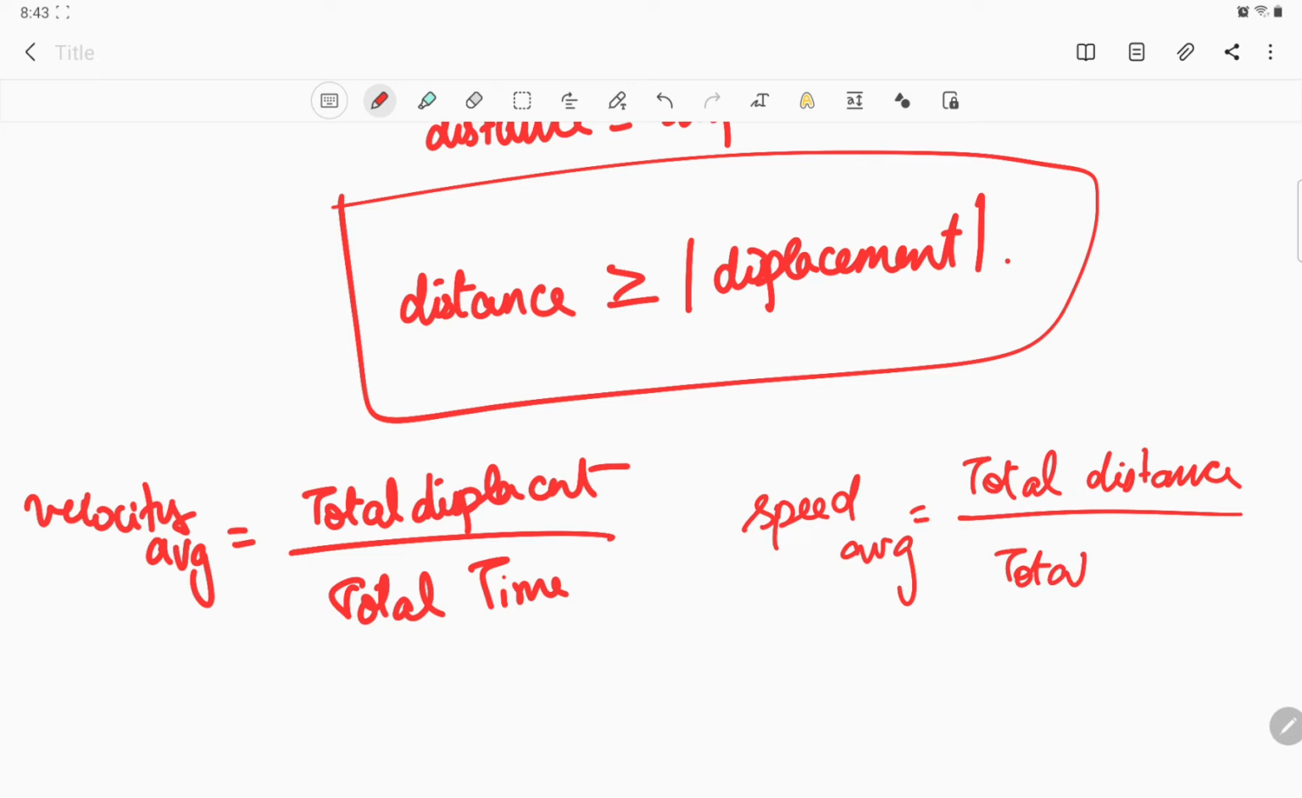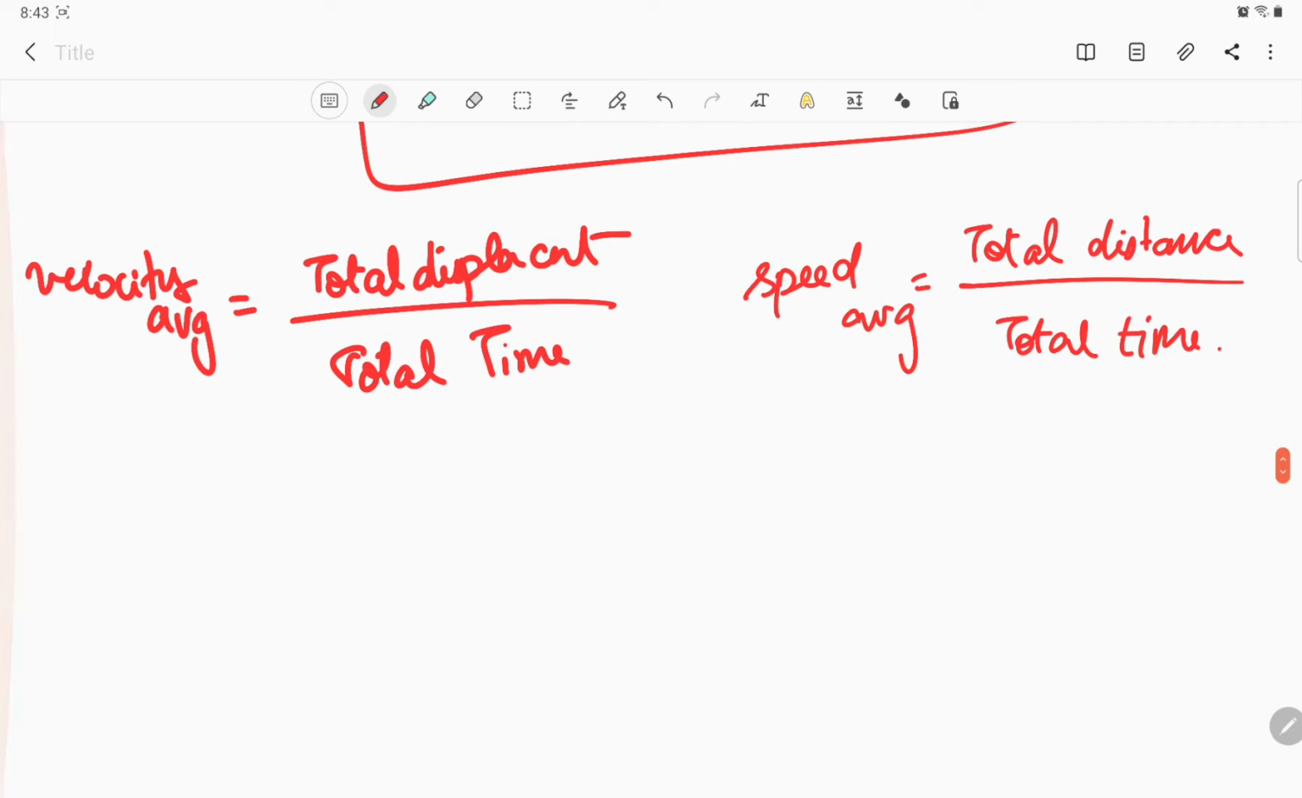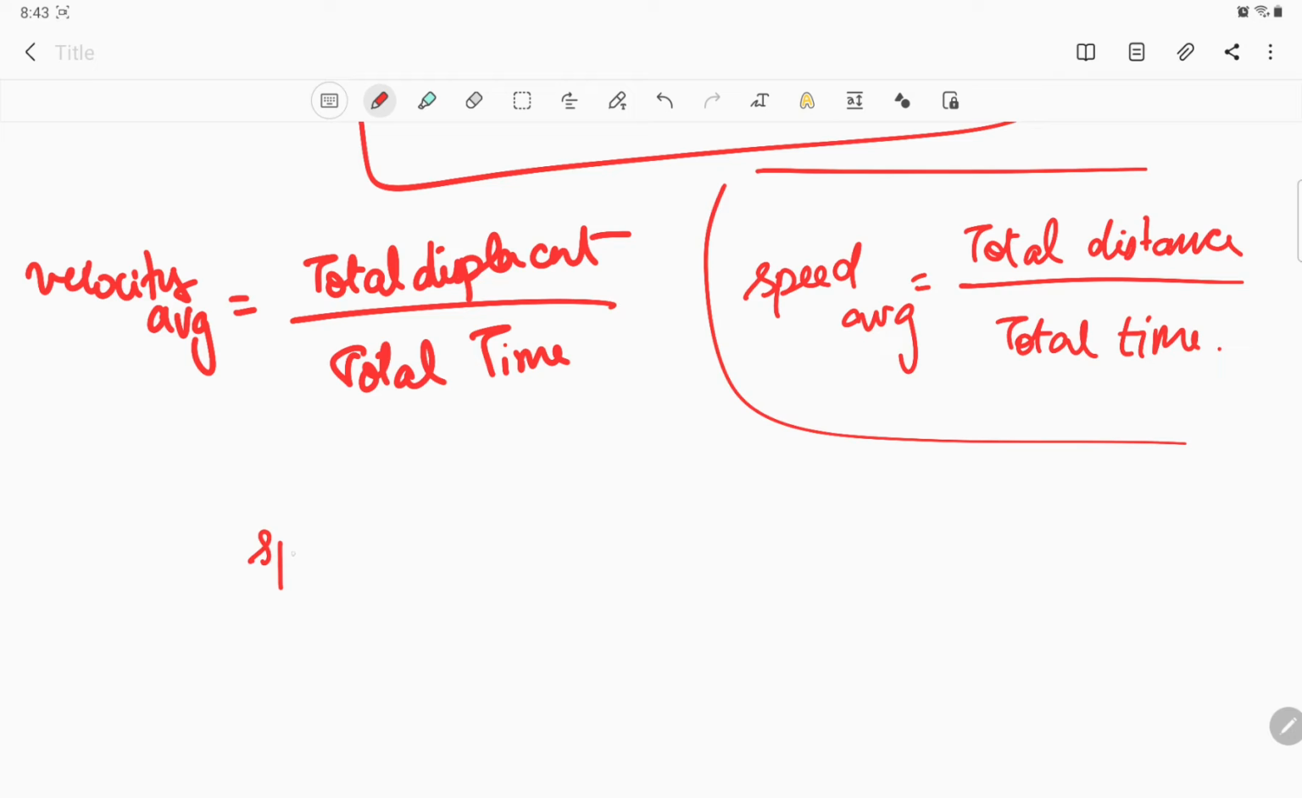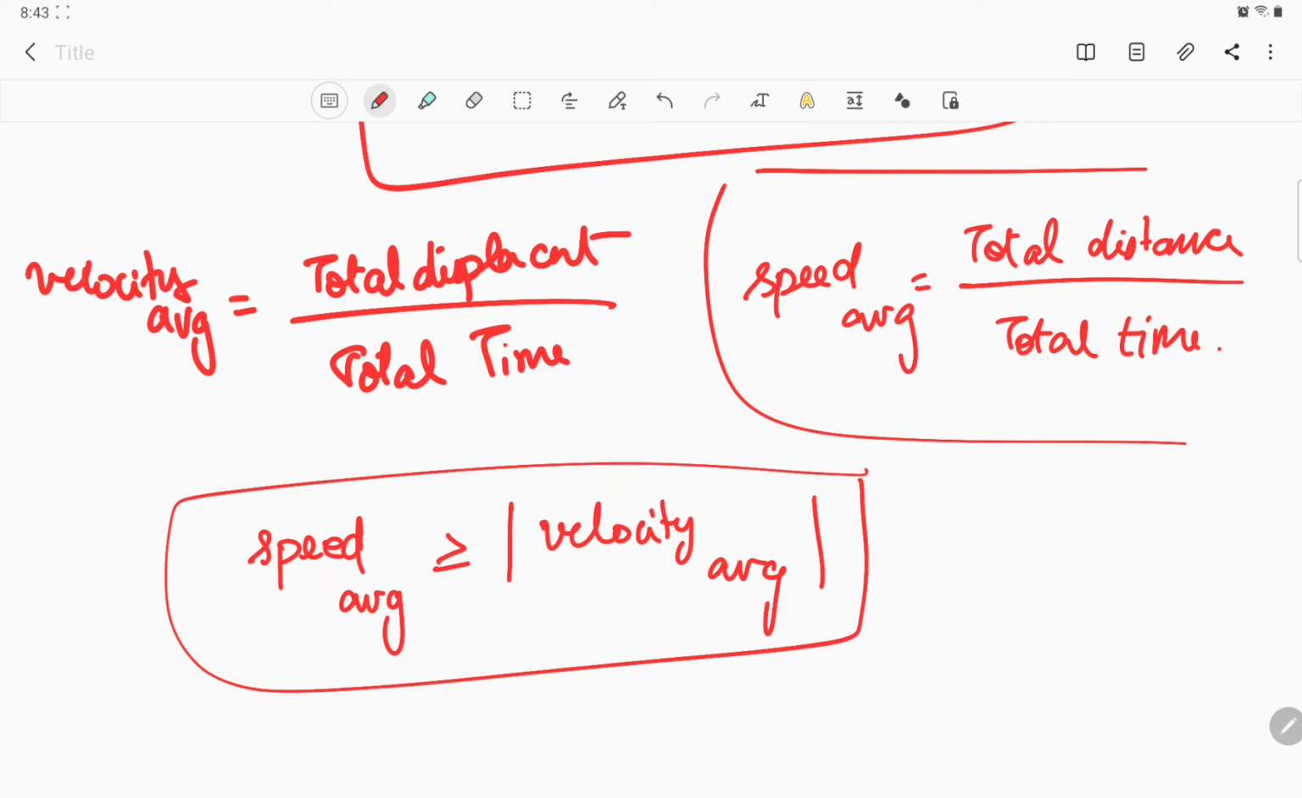Okay, so clearly you can see only if the distance is equal to the displacement, they both can be equal. Otherwise, they both are not equal, and generally speed is more than the velocity. So average speed is greater than or equal to the magnitude of average velocity. So this is what we understand from this question. So always average speed is greater than or equal to the magnitude of average velocity, and average distance is greater than or equal to displacement.